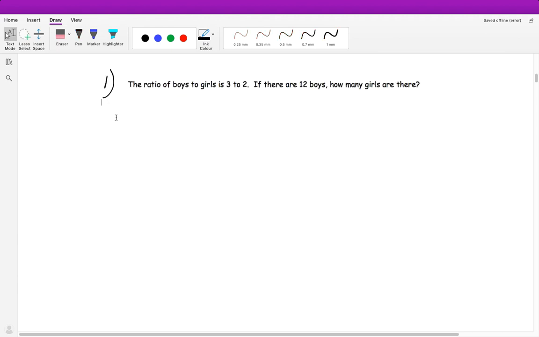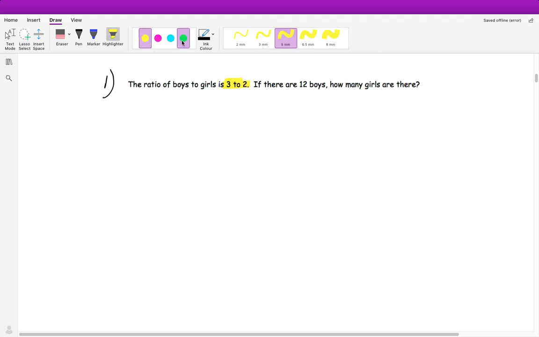First question that we're going to do is the ratio of boys to girls is 3 to 2. If there are 12 boys, how many girls are there? So when I'm determining personally which one I'm going to use, I first look at my ratio, and it's 3 to 2. So I see that they're small numbers, so this will be easy for me to draw the boxes when I do this. If it said 300 to 219, I'm not going to draw the boxes for that because I'm not drawing 300 boxes out.